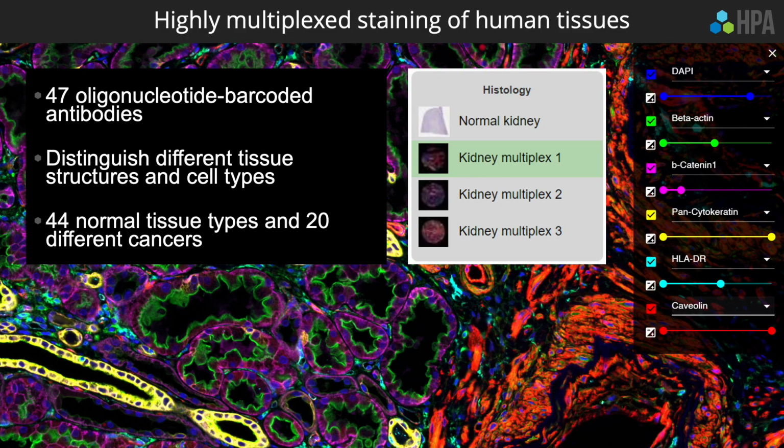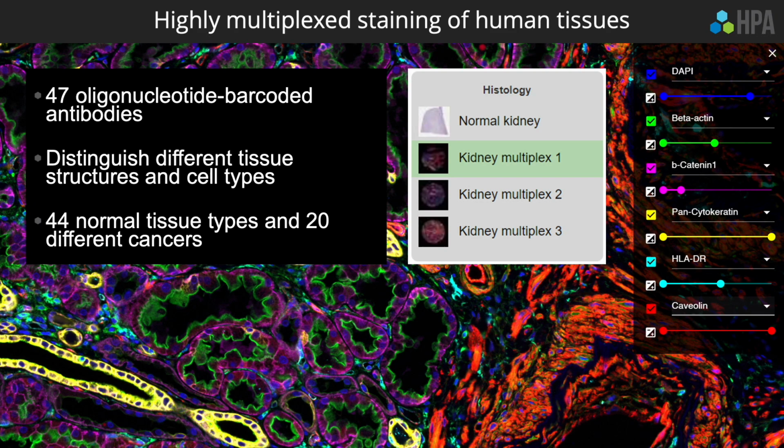And with a highly multiplex data set that we have been adding as part of the dictionary, we have used 47 different oligonucleotide barcoded antibodies. And that then allows us to toggle on and off all of these different channels. And you can also change the intensity of the signals. You can see where all these different specific cell type markers are expressed throughout all our normal and cancer tissues.